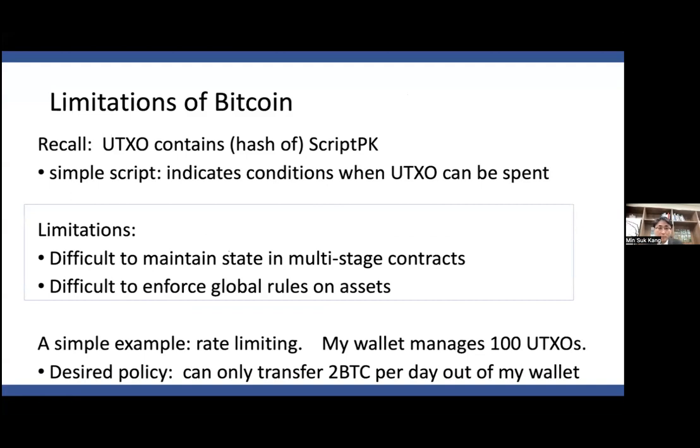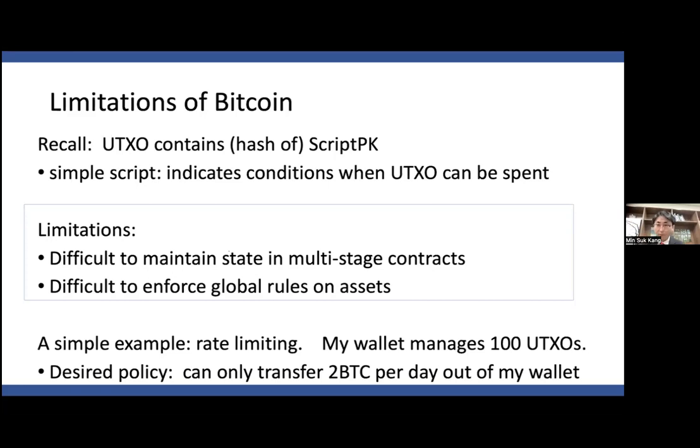Let's take an example. Say you want to have some rate limiting. You have a wallet that manages 100 UTXOs, okay? The wallet has 100 transactions that are unspent yet, those 100 coins, in other words. You may want to have this desired policy: you can only transfer 2 BTC per day out of my wallet. You have a set of 100 UTXOs, but in total, you can only transfer 2 Bitcoin per day. How can you really enforce it? You cannot do that in Bitcoin.